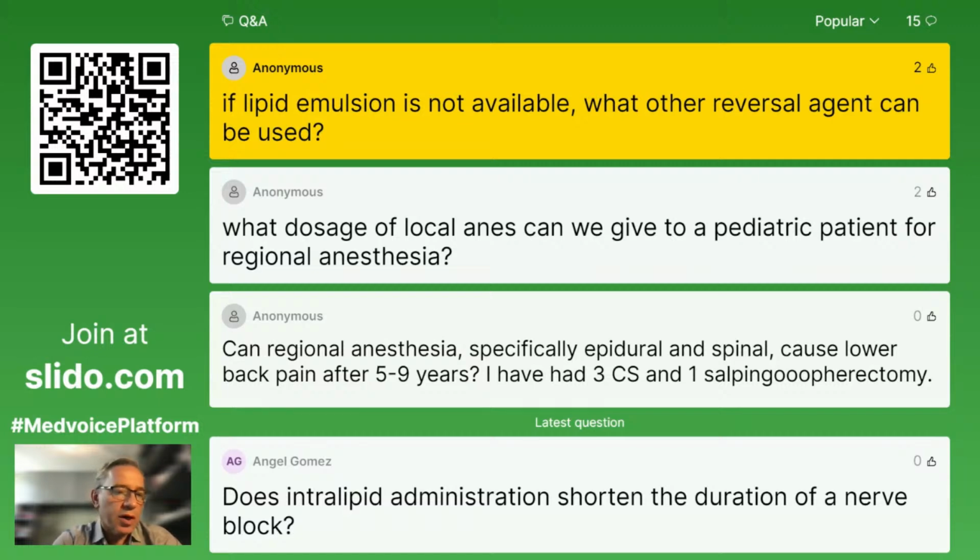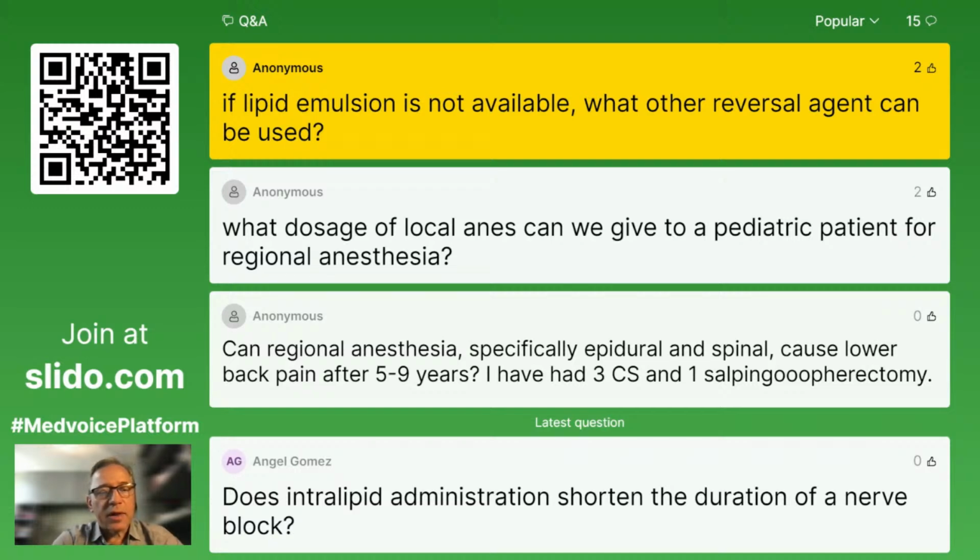So do not try anything that looks lipid, particularly propofol. Do not try anything else. 20% intralipid is the only agent that is possible to use for treatment of local anesthetic toxicity.